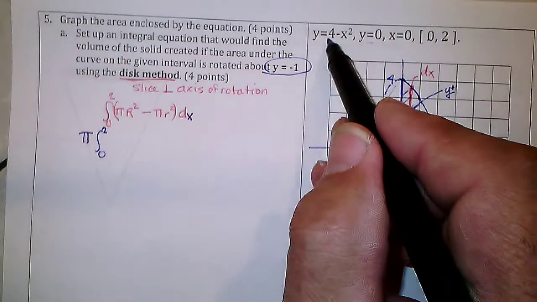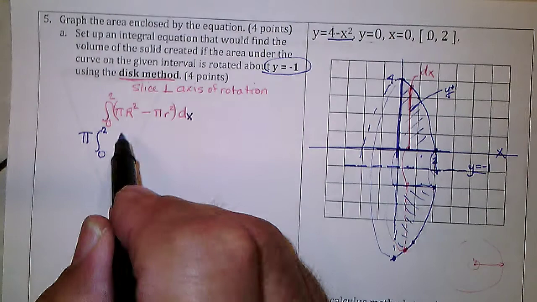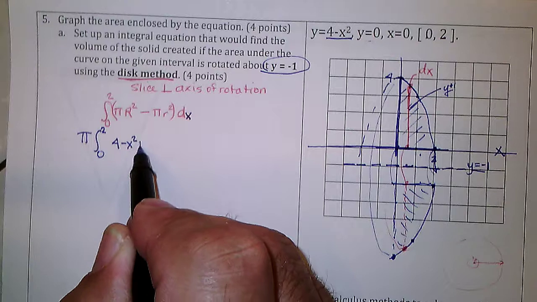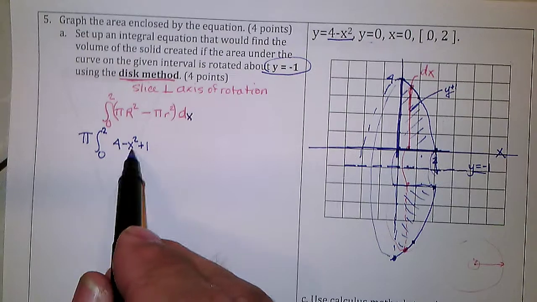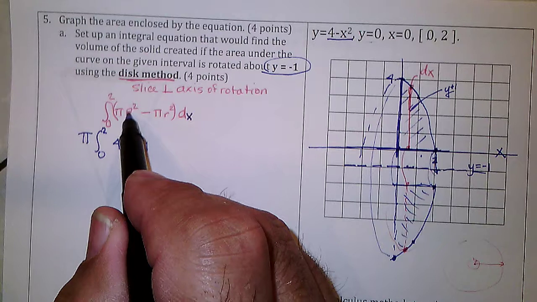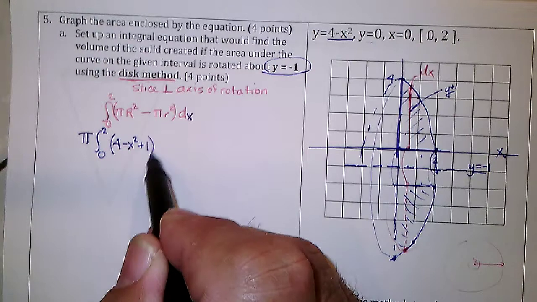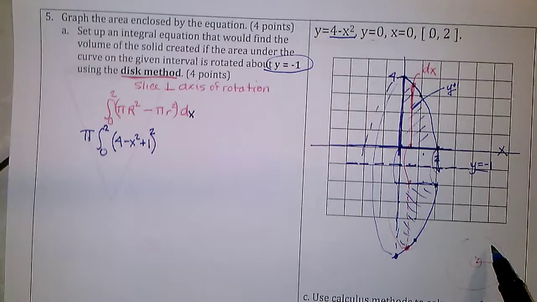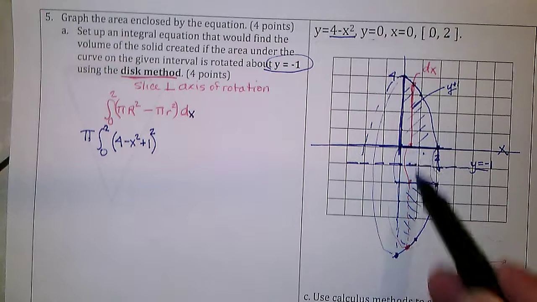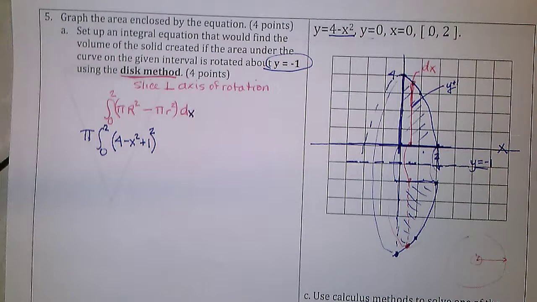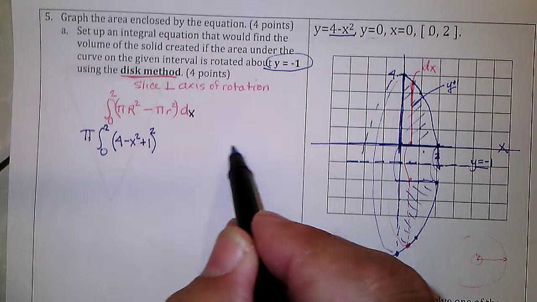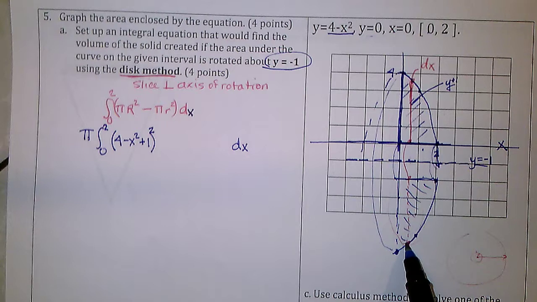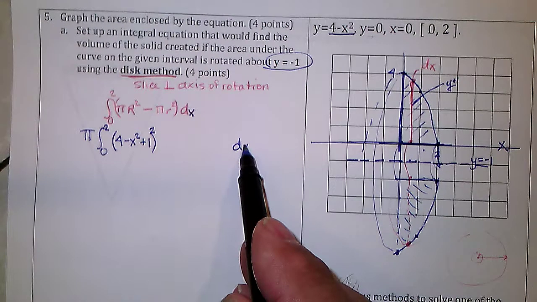Well, y is 4 minus x squared. So I'm going to have 4 minus x squared plus 1. Y plus 1. That's the radius, and I need to square that. So this is pi r squared. So that would be the area of the whole circle if there wasn't a hole in it. The whole disk. And if I take it times dx, that would be the volume of the whole disk. Pi r squared times the thickness.